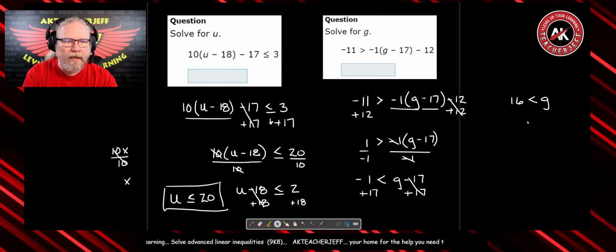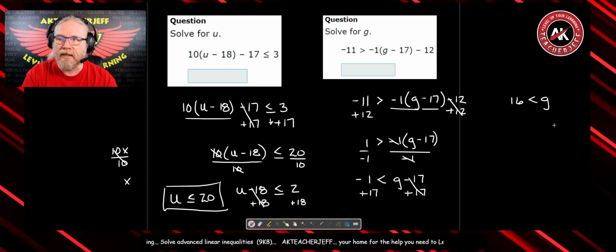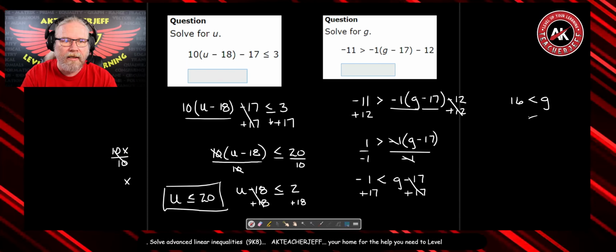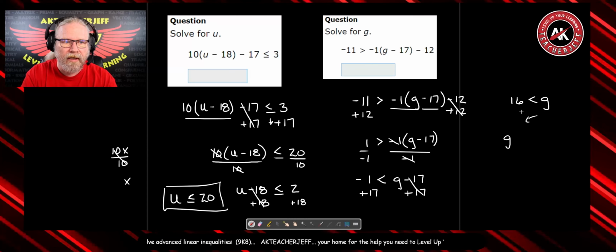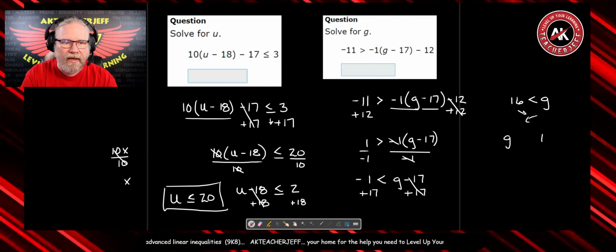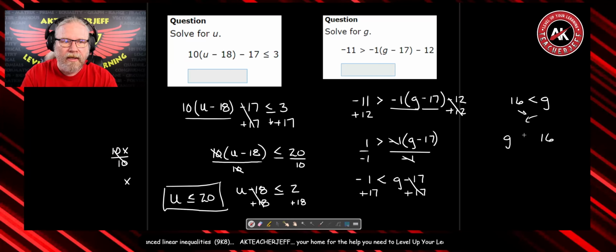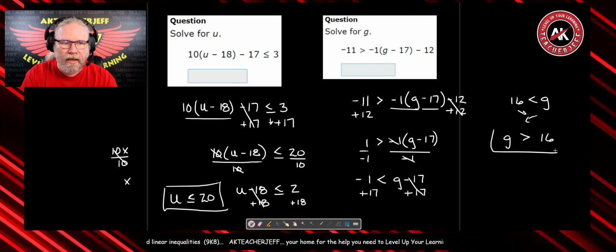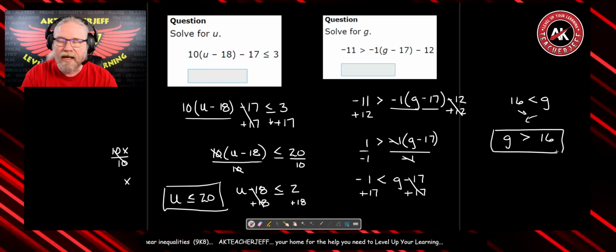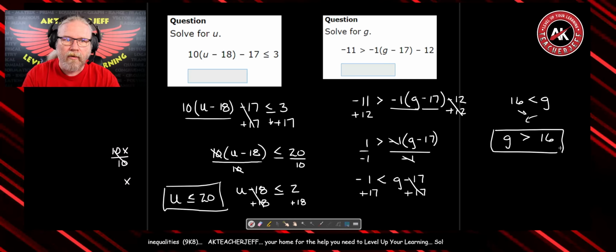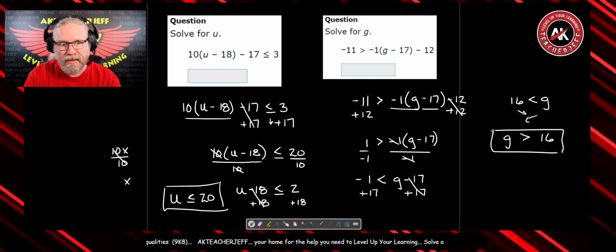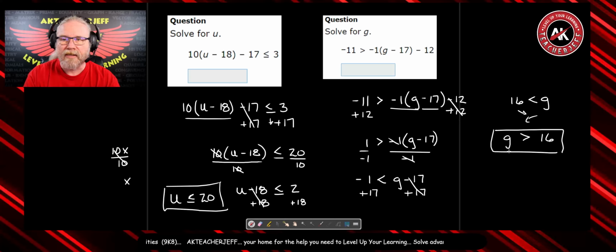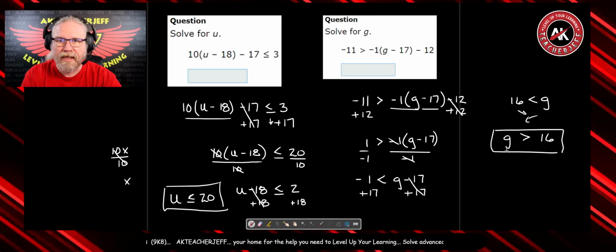And at this point, one thing I need to do still is I want my variable on the left side. So I'm going to send my variable g over to the left, send my numerical value 16 over to the right, and I'm going to flip the sign. Again, since I changed the sides, I want to change the sign. It's still pointing at the 16. And my solution is g is greater than 16.